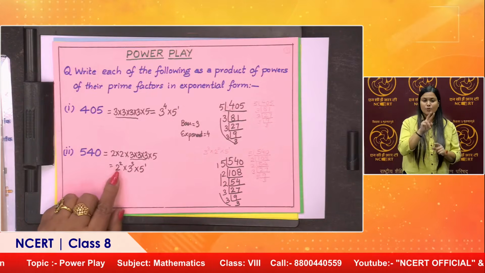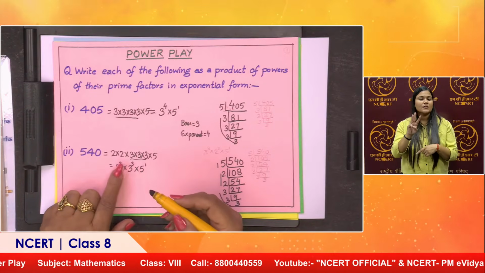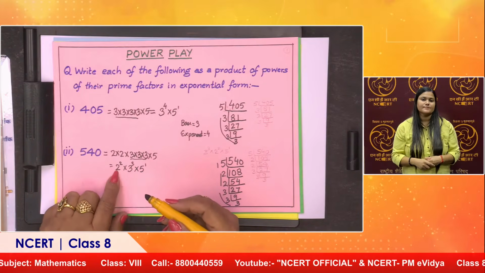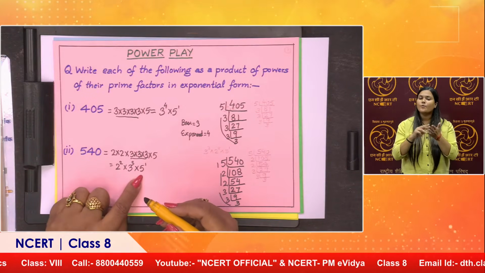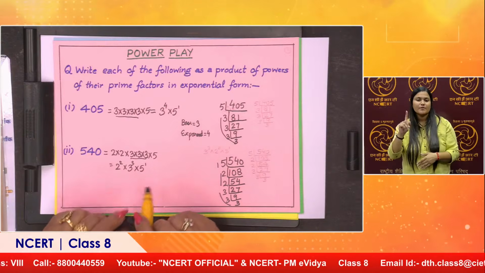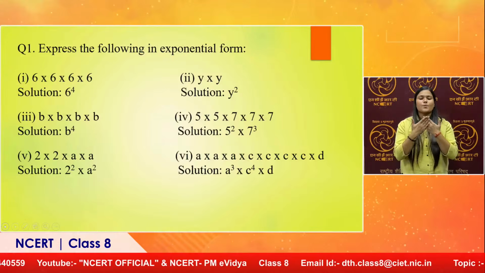What is base? Base here are 2, 3 and 5. And what are the powers, children? 2 is the power of 2 here, 3 is the power of 3 and here 1 is the power of 5. Okay. I hope it is very clear. Now, let us look into one question given in your textbook, children. You can see on your screens.